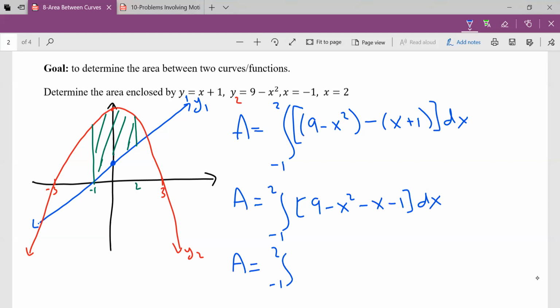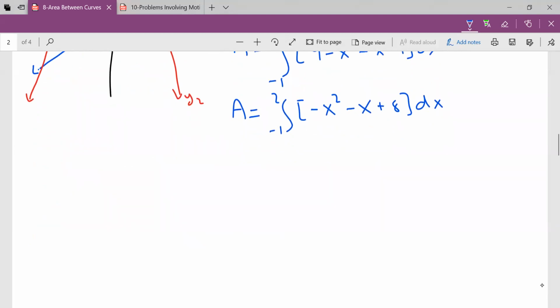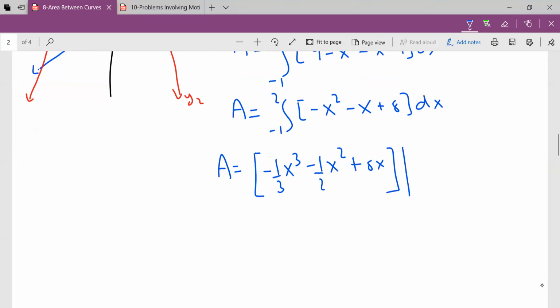And now we're going to simplify that down to minus x squared minus x plus 8 dx. Okay, so it's not that bad of a function to take the antiderivative of. Here we go. Let's take that antiderivative. We're going to evaluate -1/3 x cubed minus a half x squared plus 8x, evaluated from -1 to 2.